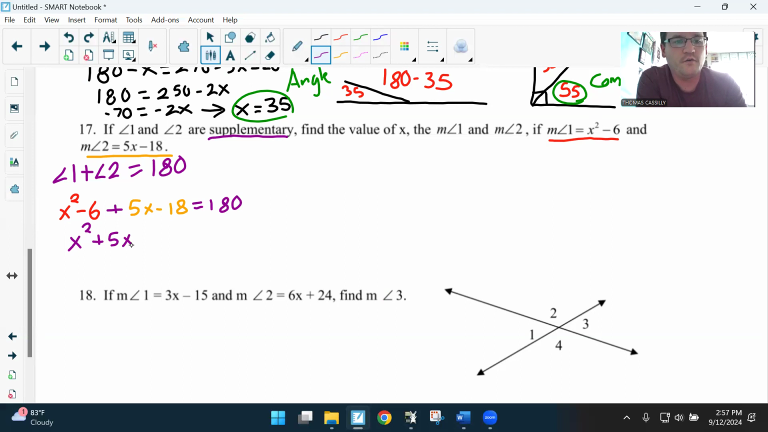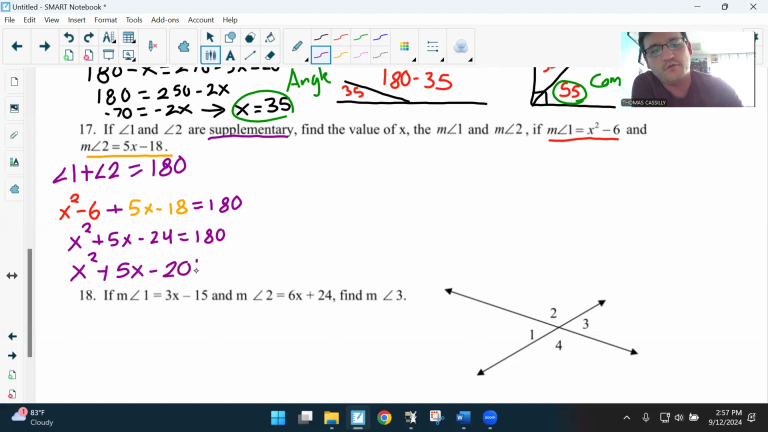All right. So what I'm going to do here is combine some like terms. I'm going to have minus 24 equals 180. So on a problem like this, I notice I have an x squared term, I have an x term, and then I just have numbers. This is a factoring problem, right? So anytime you factor, you want to get everything on one side. So I'm going to call this negative 204. I am subtracting the 180 on both sides, and now it equals 0.